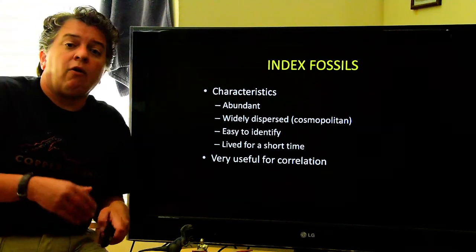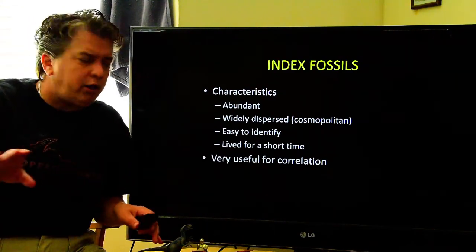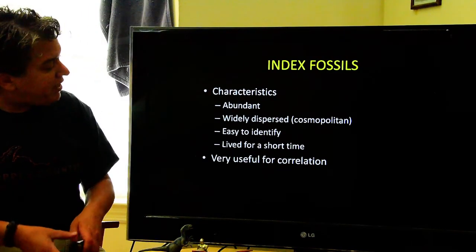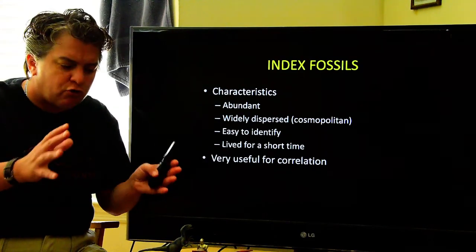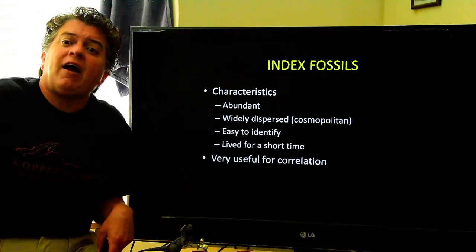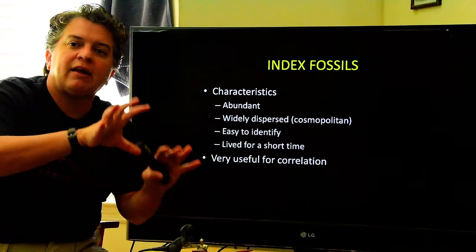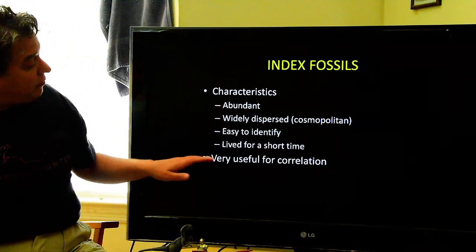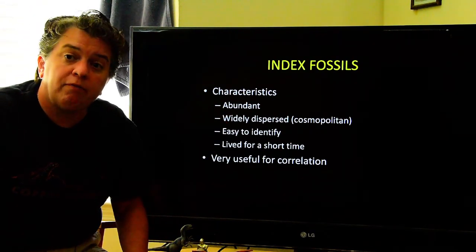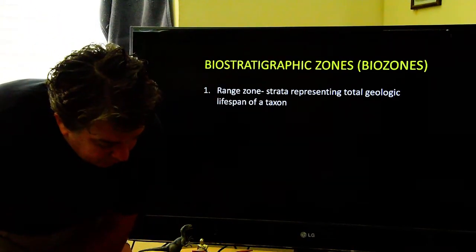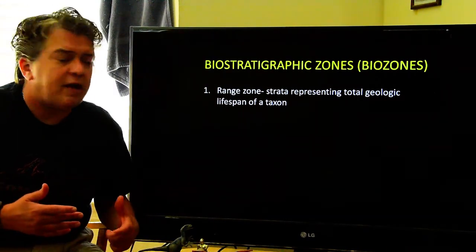Index fossils are organisms that were abundant. They're cosmopolitan. They lived all over the place. They're easy to identify, and they only lived for a short time. So it's a certain species that only lived for this short time period. So wherever we find that species in the world, when we find it, we know we are looking at rocks from that specific time. And so this can be very useful when we're correlating rocks from different parts of the world.